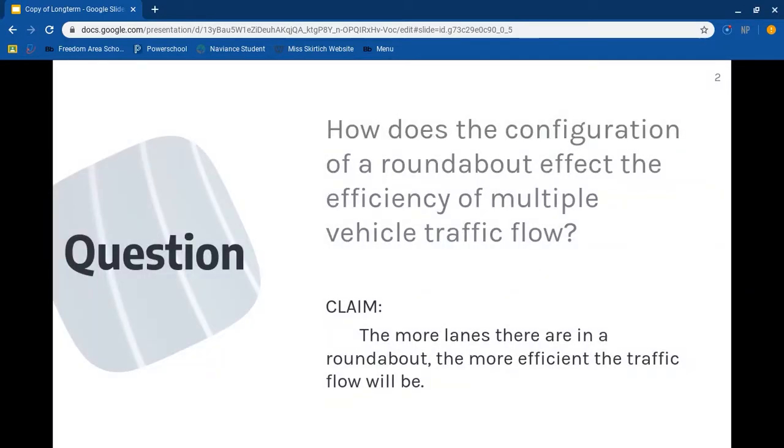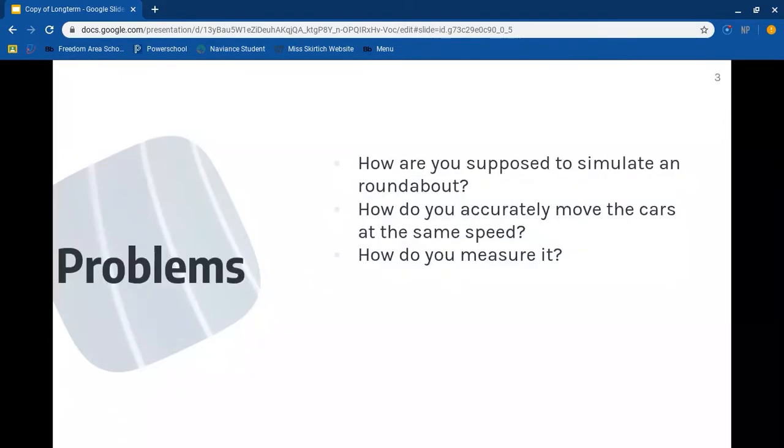So, the question I had was how does the configuration of a roundabout affect the efficiency of multiple vehicle traffic flow? My claim was the more lanes there are in a roundabout, the more efficient traffic flow will be. The problems I came upon were how are you supposed to simulate a roundabout? How do you accurately move the cars at the same speed? And how do you measure it?